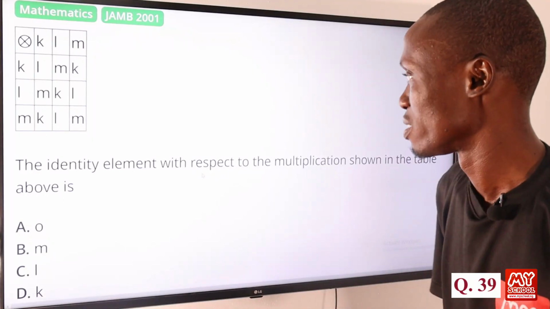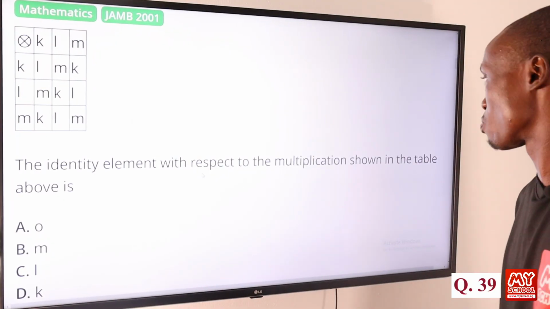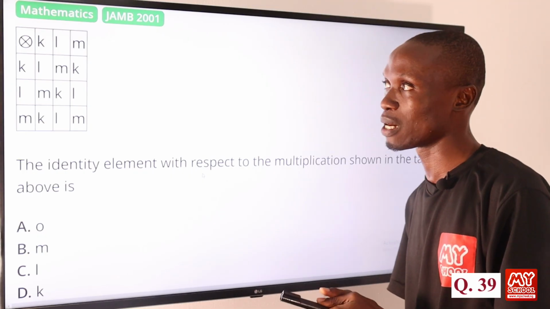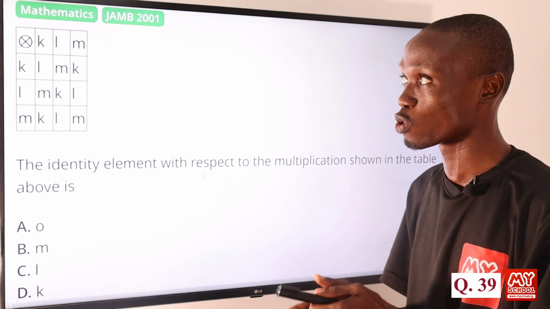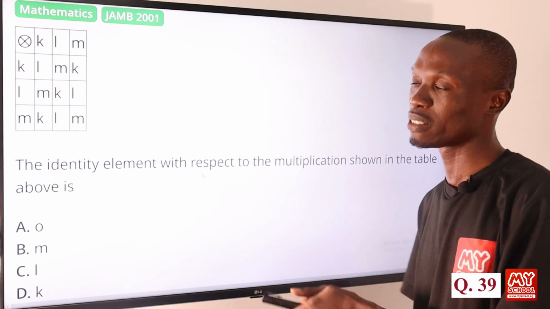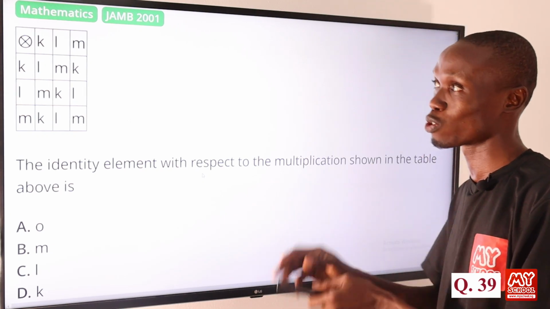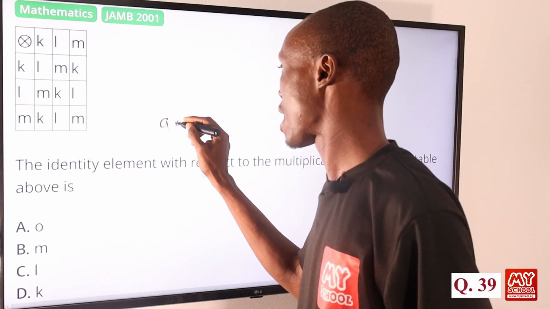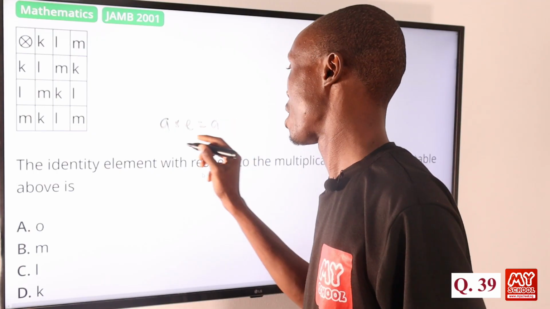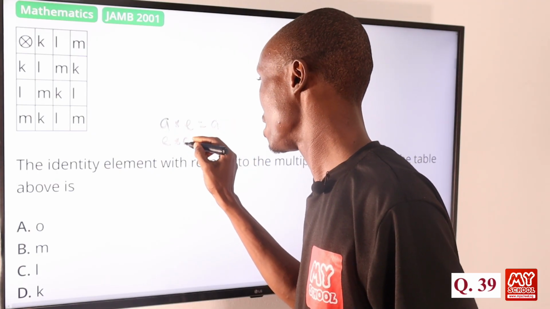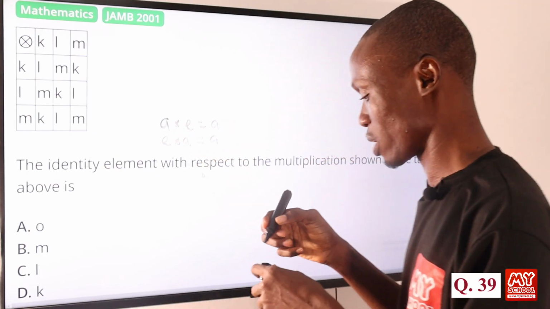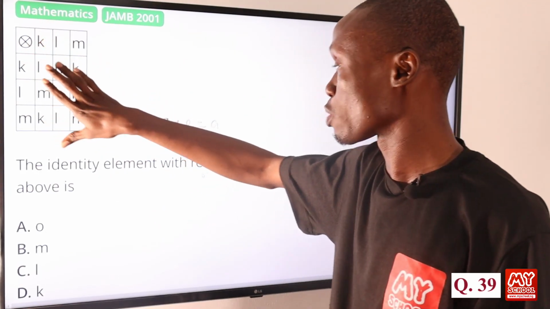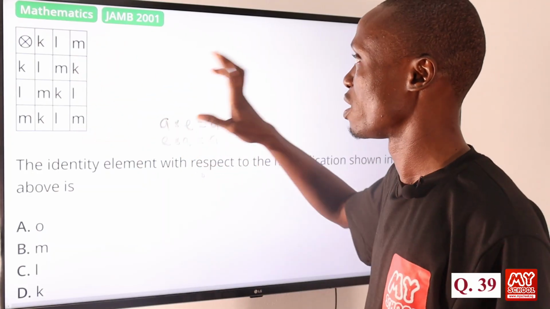Question 39. The identity element with respect to the multiplication shown in the table above is... Okay, so for an identity element to multiply an element equals the element, and the element times the identity element will also equal the element. This is what I mean: A star E will be equal to A, and E star A will also be equal to A. So let's try this out on the table that is given to us, so that we can identify the identity element.